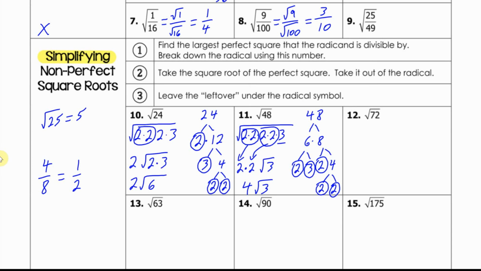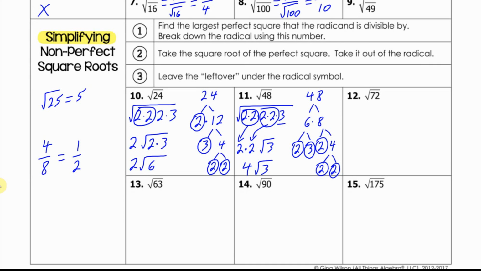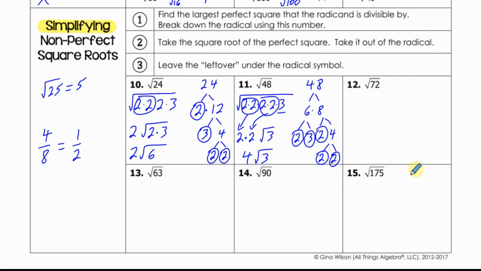Okay. Let's do 175. All right. 175 ends in a 5. So I'm pretty sure that 5 goes into it, right? If it ends in a 5 or 0, I know I can do 5 times something. And that's going to be 5 times 35. Can I break up the 5 any? Nope. All I can do is 5 times 1, so I'm done there.